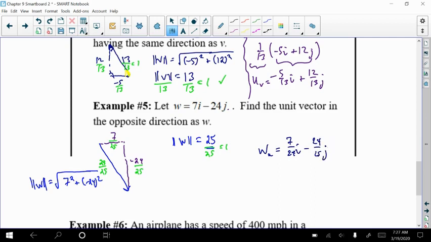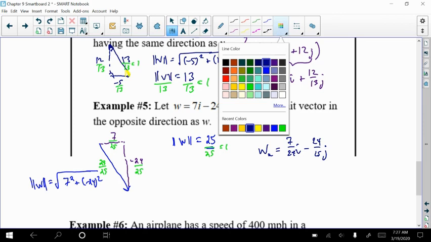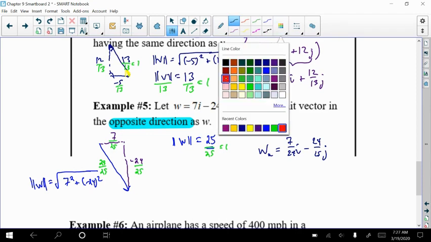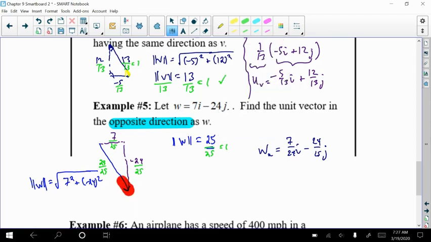Now, I was just so excited to be done with that problem, and then I realized after rereading it, it says in the opposite direction. So maybe you already caught that, but I just saw it now. The opposite direction is very easy to do. Opposite direction just means that instead of going down and to the right, I want to go up. Oops. I want to go up and to the left. So I want to go up and to the left in that direction. So just flip the signs.